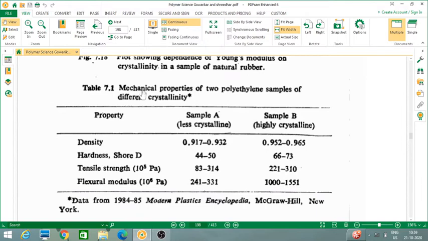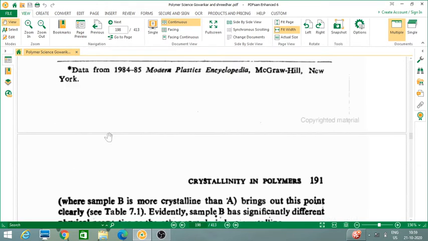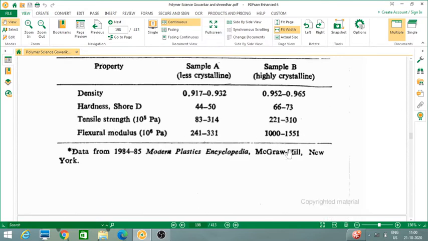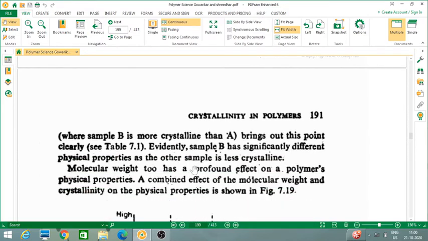So now what does this say? Plot showing dependence of Young modulus on crystallinity in a sample of natural rubber. Mechanical properties of two polyethylene samples of different crystallinity. Here in this case, sample B is more crystalline than sample A. So here you can see the density of A is low but B is higher. Then the hardness of sample B is higher. Tensile strength higher. Flexural strength higher. So with more crystallinity, all the properties improve. Brings out this point clearly. Evidently, sample B has significantly different physical properties as the other sample is less crystalline.